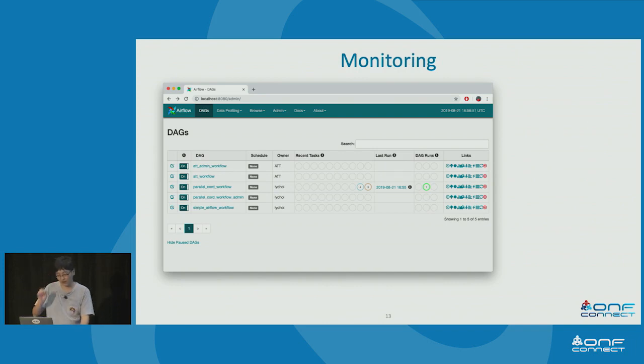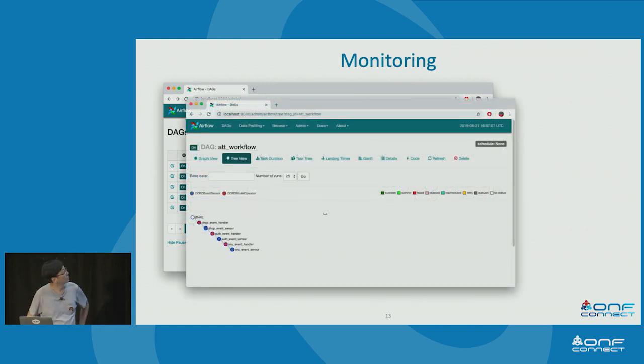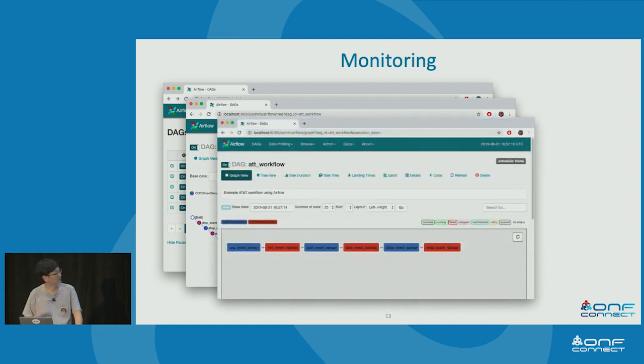The pilot engine also provides nice monitoring UIs that are provided by Airflow. This shows how many instances are running for each workflow, how many are currently running, how many succeeded and how many failed. And it also shows different presentations of a workflow, how they look, and what the state of the workflow is.